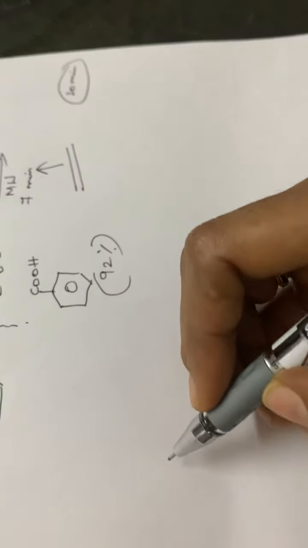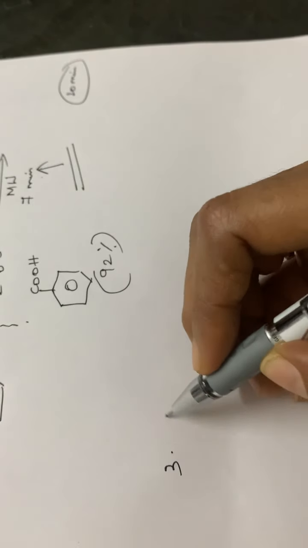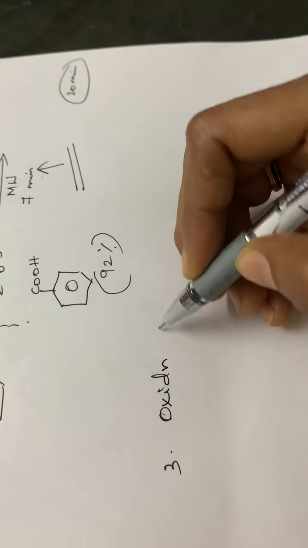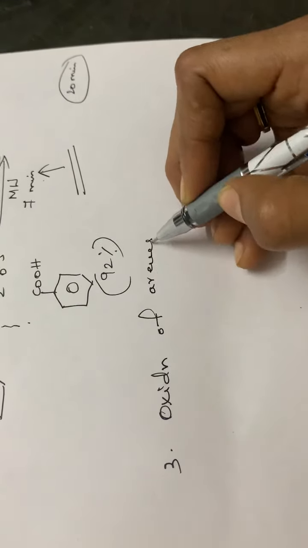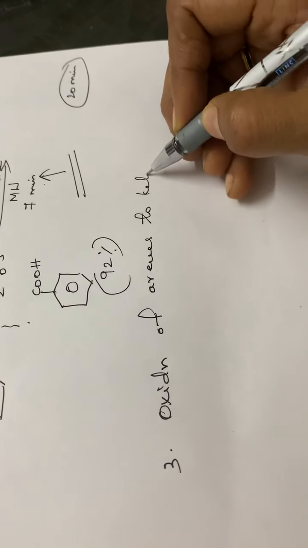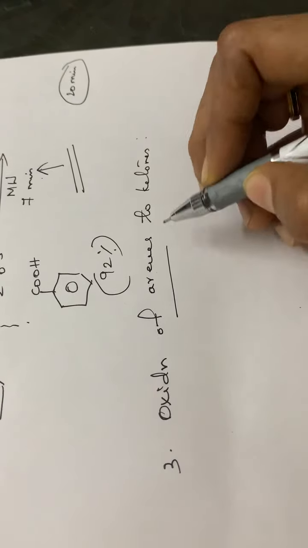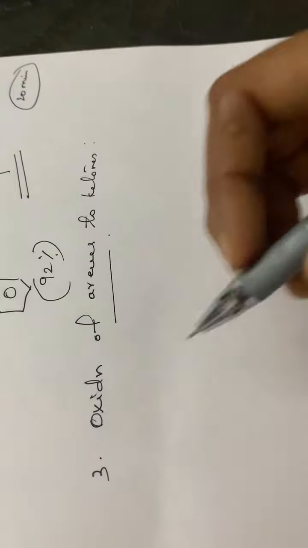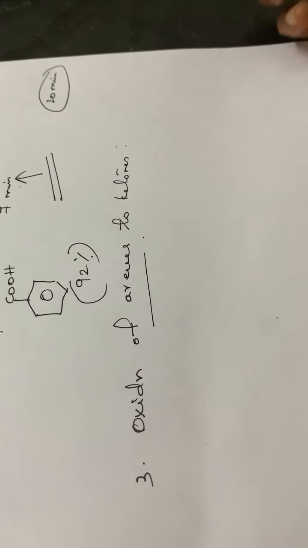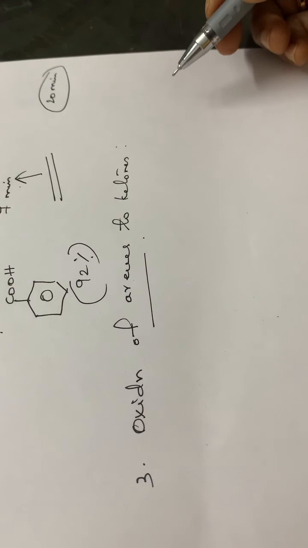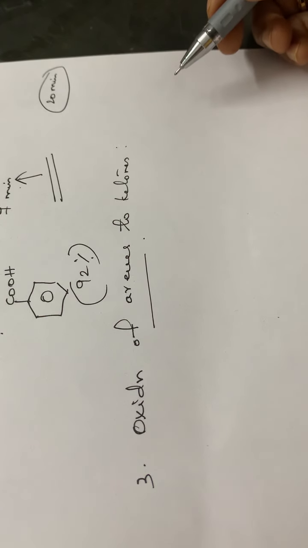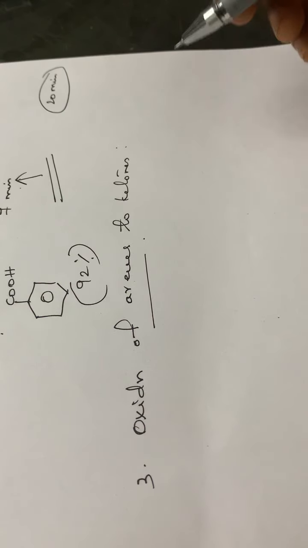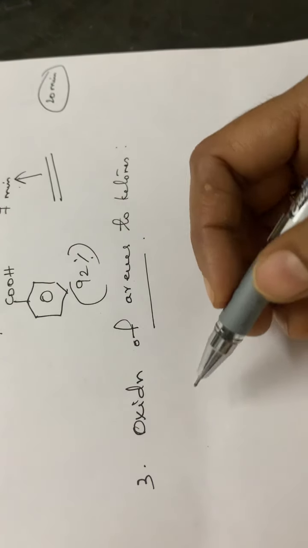Then the next one, the third reaction, that is the oxidation of arenes to ketones. See, normally arenes are oxidized to ketones. That means arenes means a double bonded compound. It will be converted to CO group using this microwave assisted reaction, and the reaction will be completed within 30 minutes of the start of the reaction.